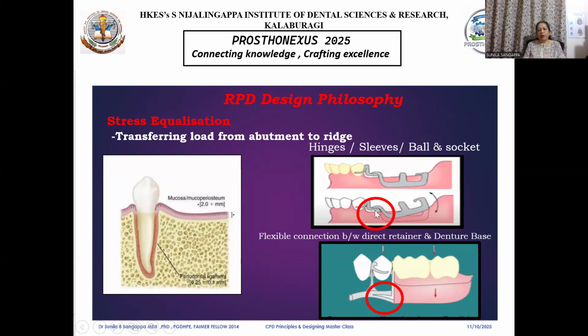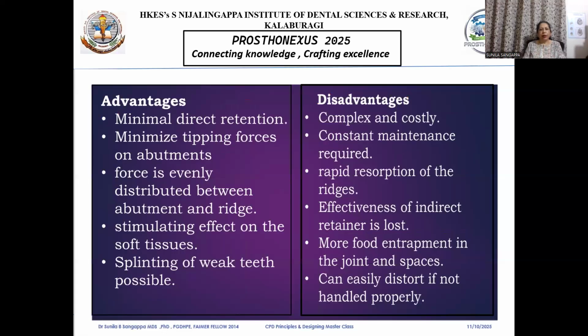So what happens? Whenever you have a force exerted and the denture base lifts up and down, we have it here at the hinge and there is no force transferred onto the abutment teeth. Kindly note the advantages and disadvantages. Lack of time, so I would not be going ahead detailing on it.